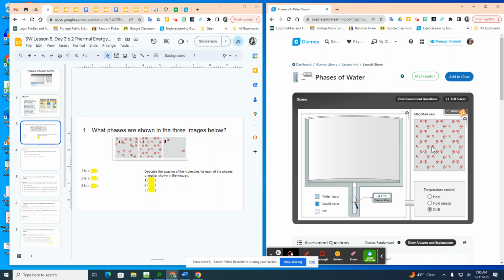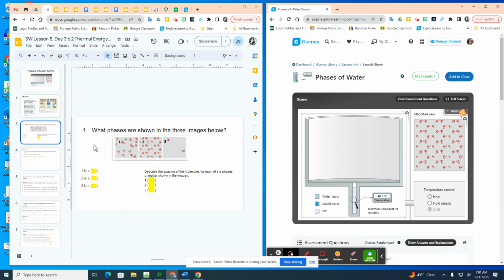And take a look at what the molecules are doing. So what picture do you think that matches? 1, 2, or 3? Notice that these molecules take on a little bit of a pattern, kind of a hexagonal shape here. And they are closer together. They aren't moving very randomly. They're just kind of vibrating in place here. But they're still moving. They almost seem like they're attached.